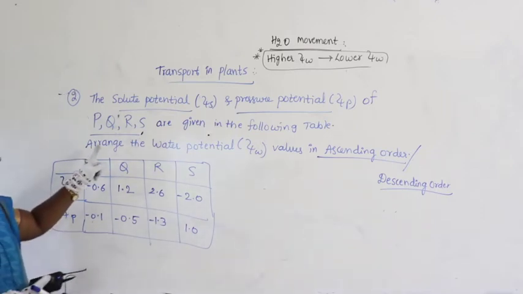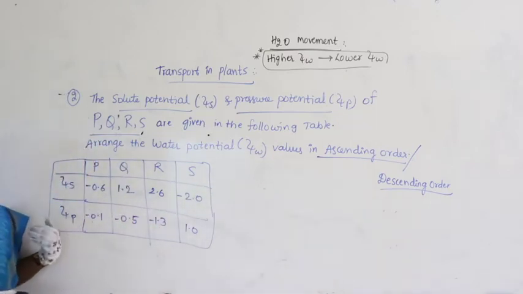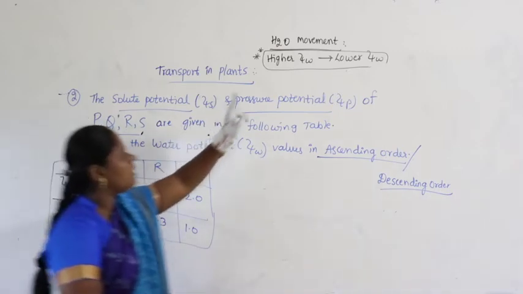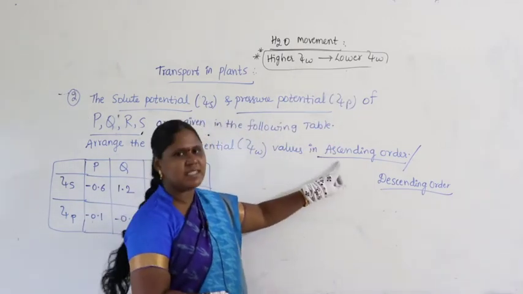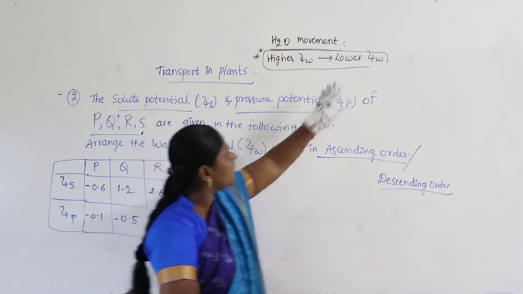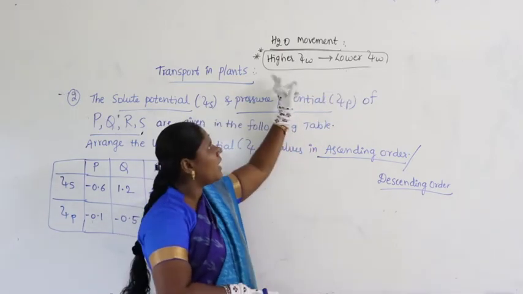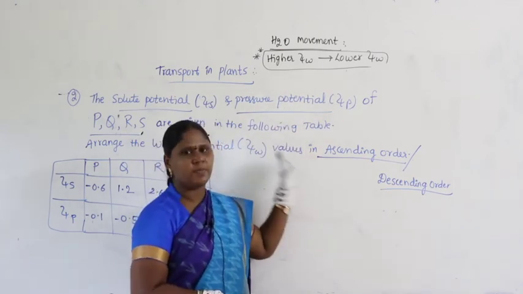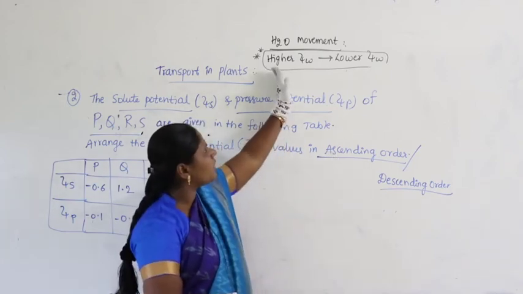Then they may ask you to arrange the water potential values in ascending order, or in descending order. Ascending order means lowest water potential to highest water potential, not highest to lowest. When the question mentions ascending order, you have to arrange them from lower water potential to higher water potential. Do not arrange them as higher to lower, very very important. Most of the students get confused here. Even though they say ascending order, they arrange from higher water potential to lower.